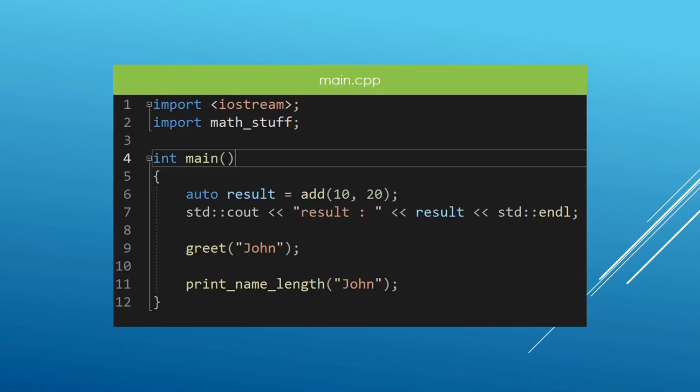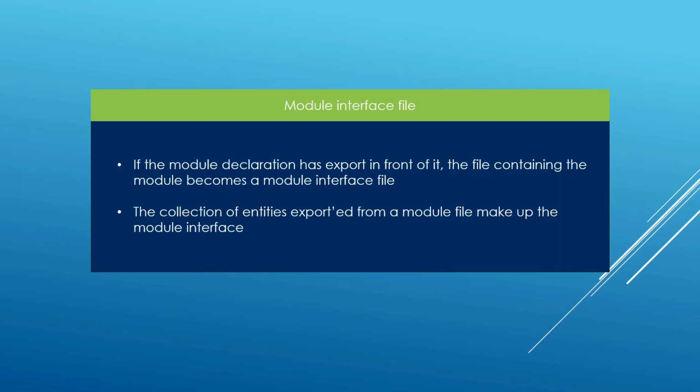Okay, here is the main CPP file that tries to import our module. Notice that we are also importing IOStream because we are trying to print things out here. A few facts before we try and run this code here.